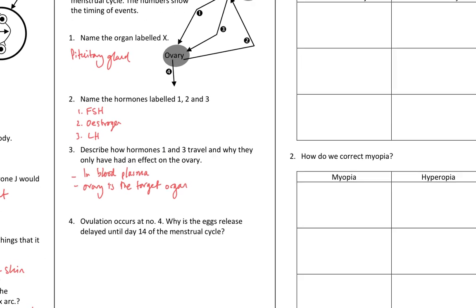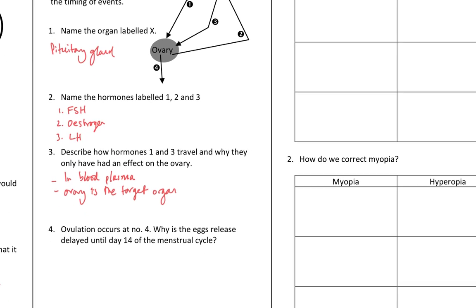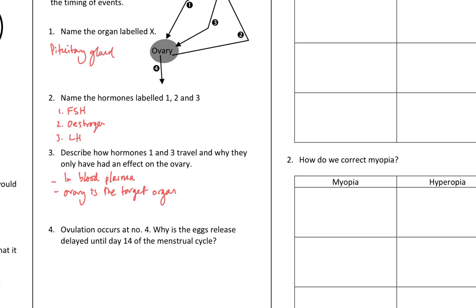That's good. And ovulation occurs at number 4. Why is the egg release delayed until day 14 of the menstrual cycle? So remember, hormone 1 was FSH. That makes the eggs develop, or the follicles to develop. Estrogen then has effect on the pituitary gland, but estrogen also causes the uterus lining to thicken. So this is to give time for the uterus lining to thicken, because it needs to be a fresh, thick lining for the embryo to burrow in and form a placenta.